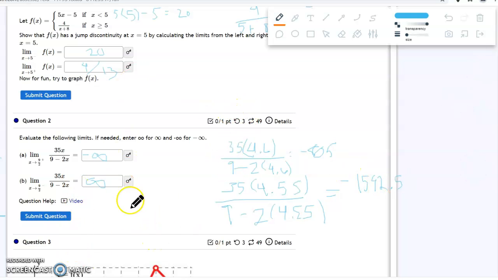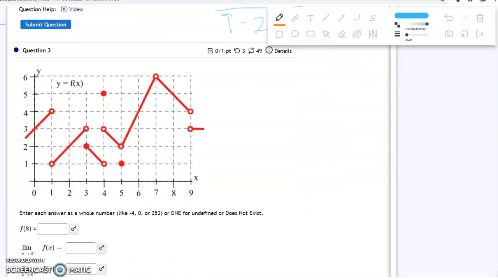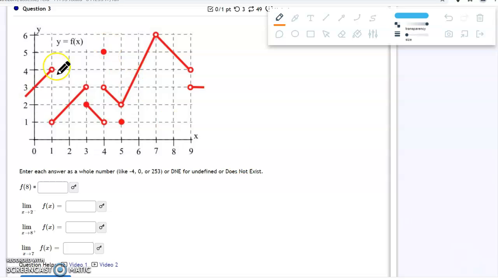All right, now let's look at question 3. There we go. All right, so the most common way we're going to do some of these is by looking at a graph and determining from the graph what their values are. All right, so the first thing is asking us to find f of 8. So we want to go to an x value of 8 and see what the point is. So if we go up, the y value appears to be at 5.